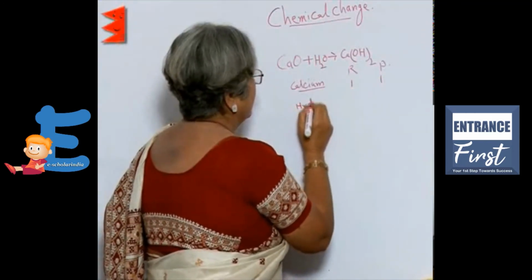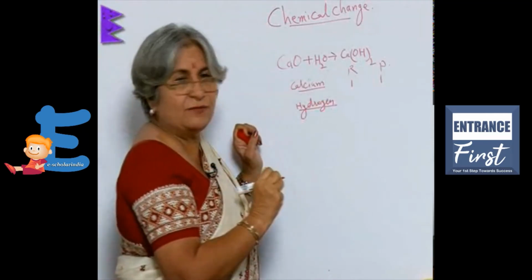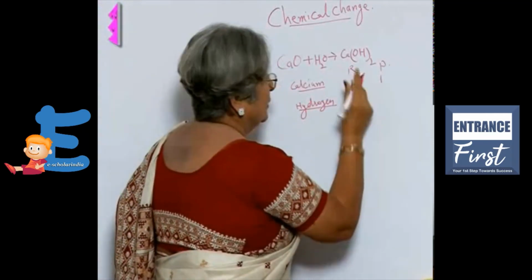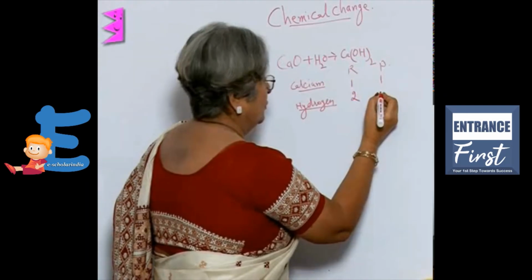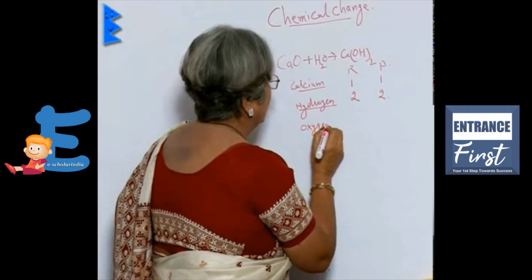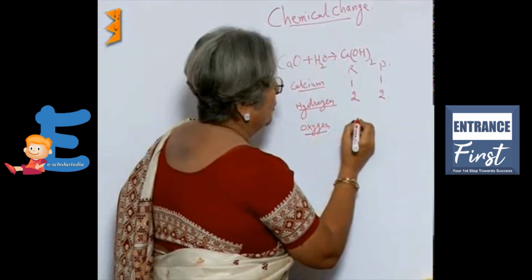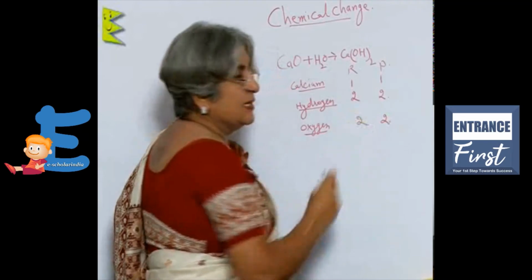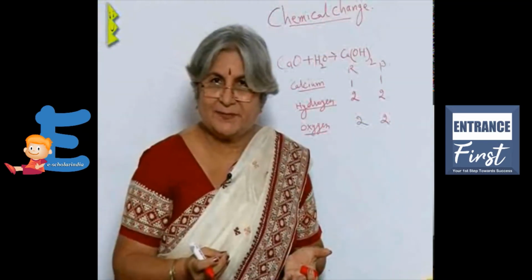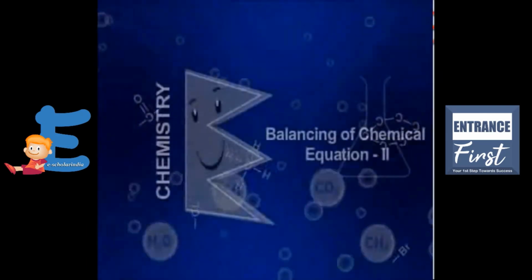Hydrogen. How many hydrogen atoms in water? 2. Here also 2. Oxygen. 1 atom is here, 1 atom is here. So 2 and 2, which means it is balanced. So in this case, we don't need to balance.